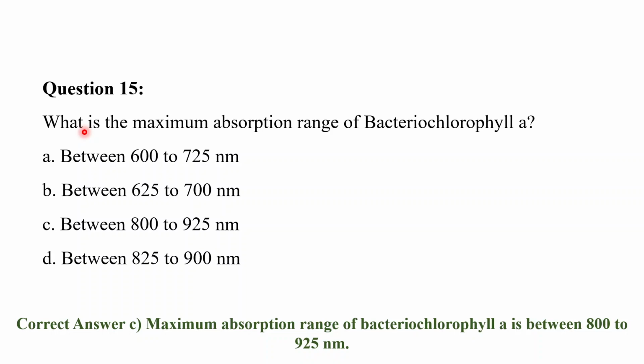So can you tell me in what range does it come? Is it visible light range? Is it UV range, X-ray, infrared? 800 nanometer to 925 nanometer falls in what range of radiation? Any idea? UV, X-rays, infrared. I'm giving you 3 options. Yes, IR. That's the correct answer. So basically this bacteriochlorophyll can absorb in infrared region. Okay, IR region.